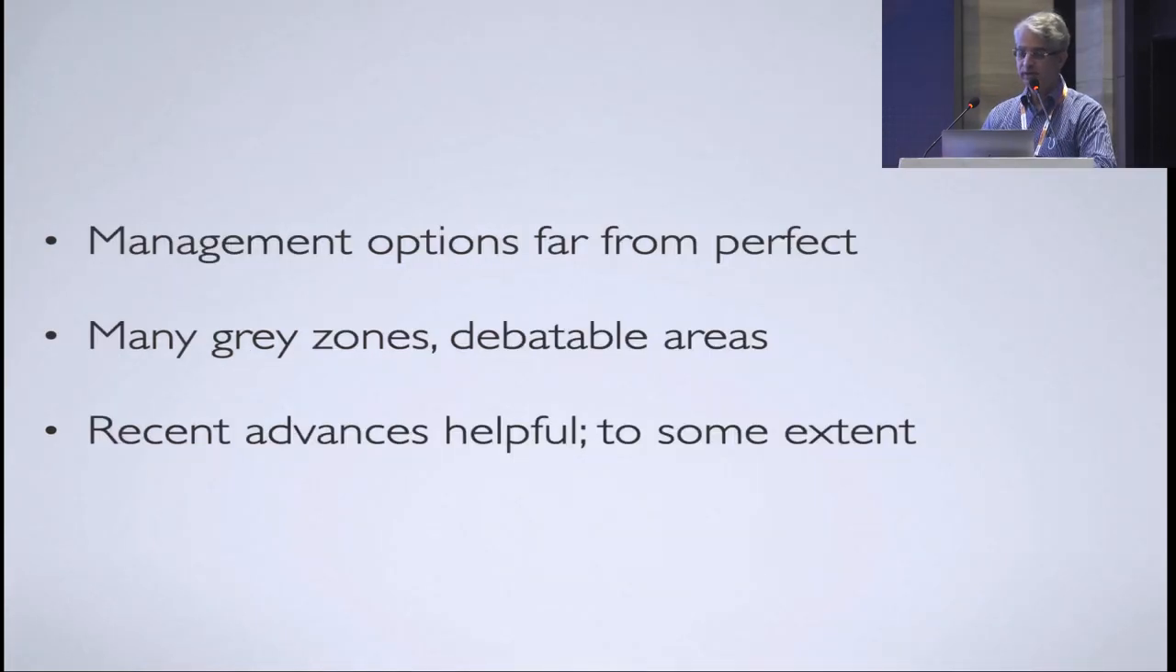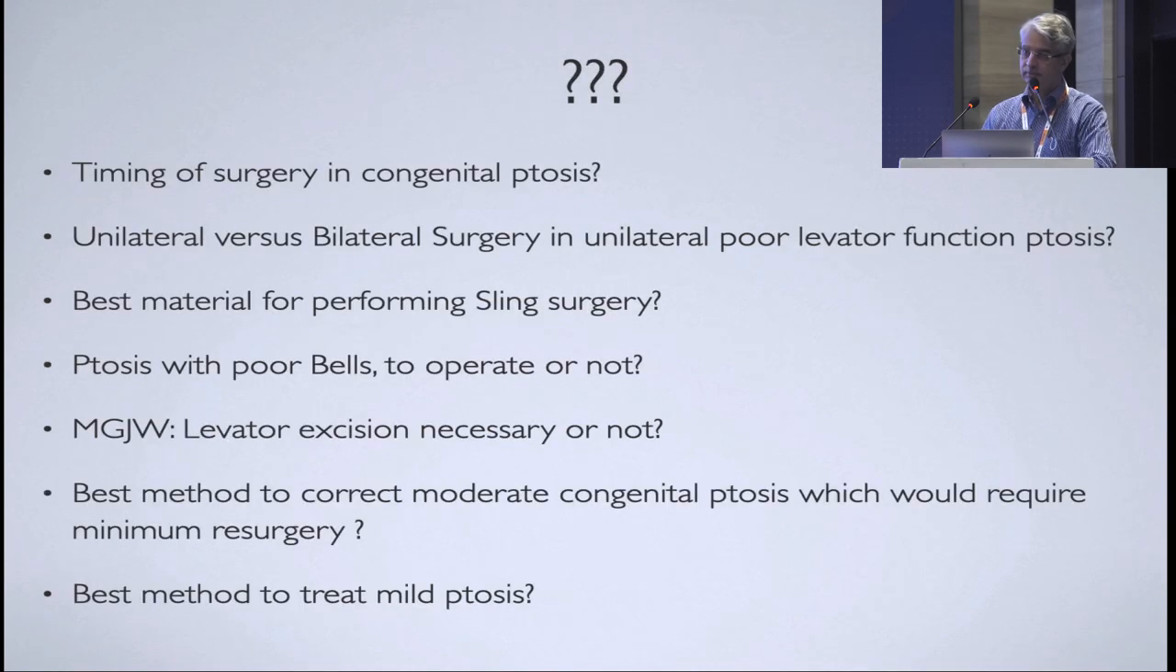Ptosis is one area where there are still lots of options, but none of them would be perfect, I would say, at the moment. There are many gray zones and many debatable areas. Many questions come to our mind when we think of managing a child with ptosis. It's not as simple as it sounds. When we read textbooks, we look at two, three options and then we go ahead and start treating ptosis. It's not that simple. There are so many ifs and buts if we are serious about practicing ptosis management. So first is timing of surgery in congenital ptosis: which is the best time to operate? We'll try to answer some of these questions in the following few slides.